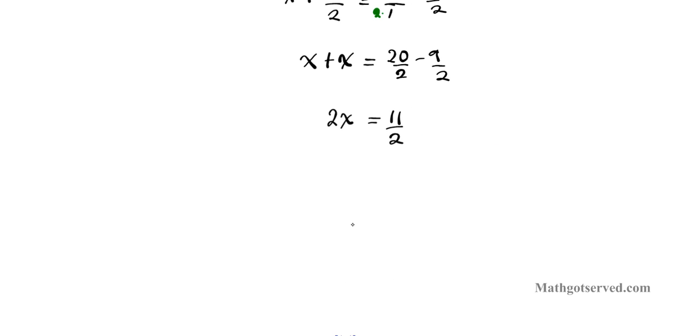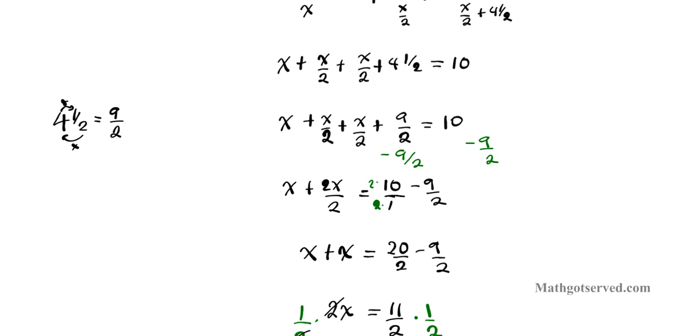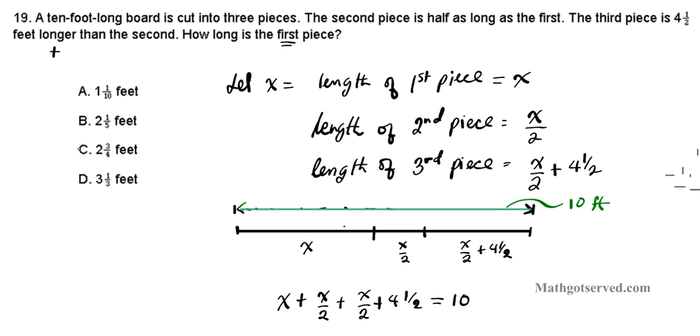All right? Okay, now to finish this off, we divide both sides by 2, but this is a mess because we have a fraction here. So alternatively, I can multiply by 1/2. That's the same thing as dividing by 2. When I do that, the 2s divide out, and I'll have x equals 11 over 4. And in mixed numbers, 4 goes into 11 twice. That's 8, remainder 3. So 2 and 3 over 4 feet. So this is how long the first piece is. So we can clearly see that our answer is option letter C.